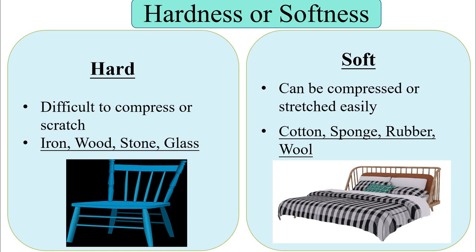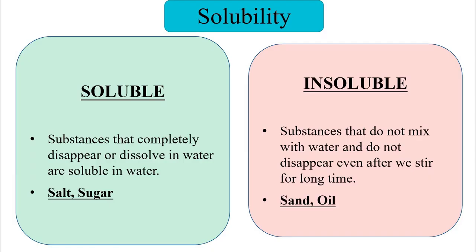And similarly, your pillows and your bed sheets and your mattresses are made of soft cotton material. So now we will study about solubility of material in water. The substances that completely disappear or dissolve in water are said to be soluble in water. For example, salt and sugar.